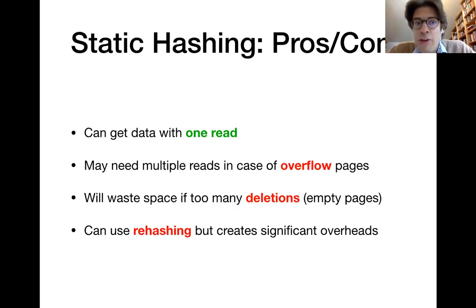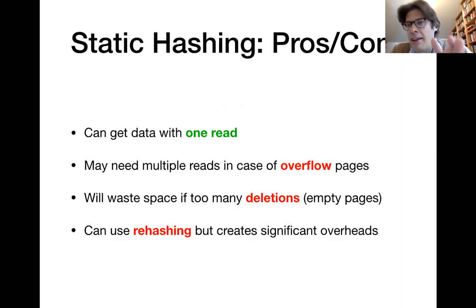On the other side, of course, with static hashing, if you have overflow pages, then you might have to look at multiple overflow pages to find the entries that you're looking for, or in order to conclude that the entry you're looking for is actually not present in the index. In any case, you would have to look at multiple pages, and that is bad for performance.